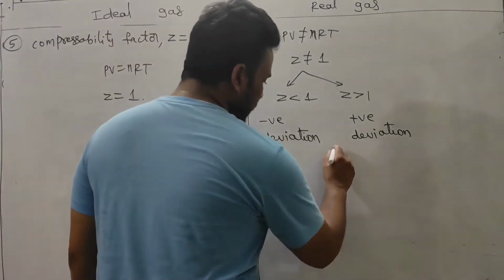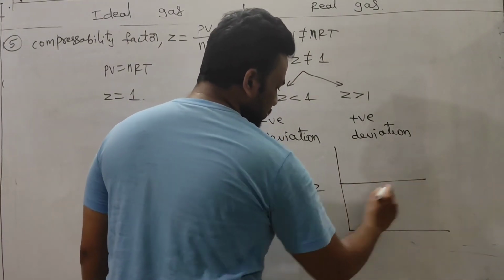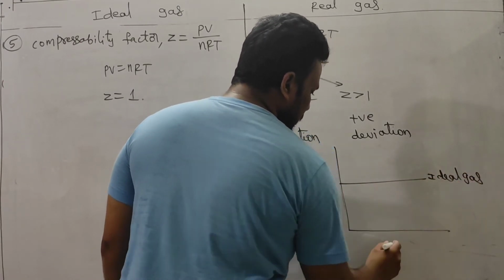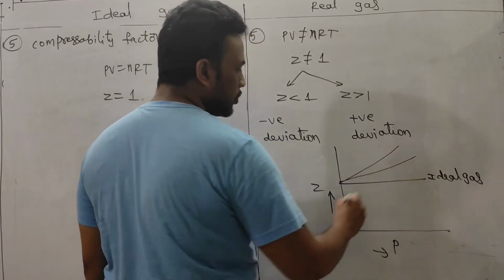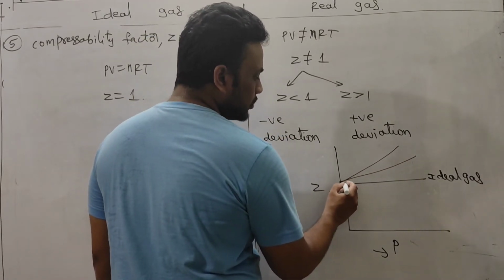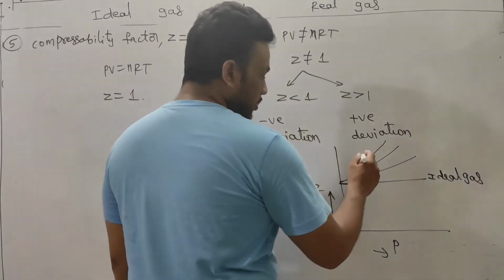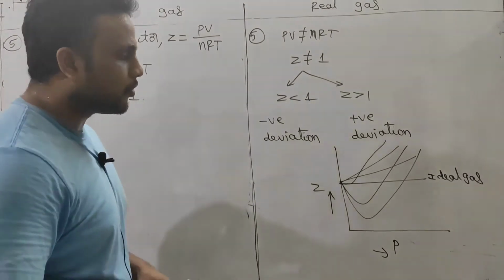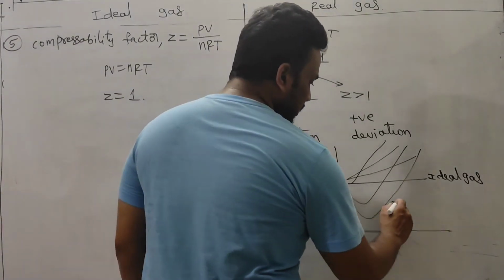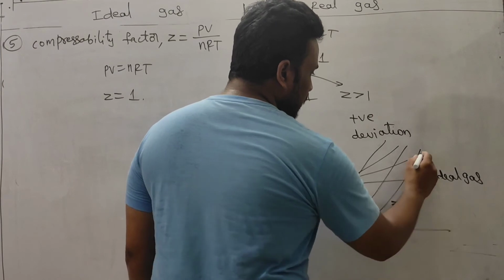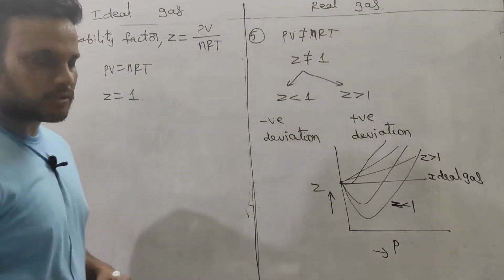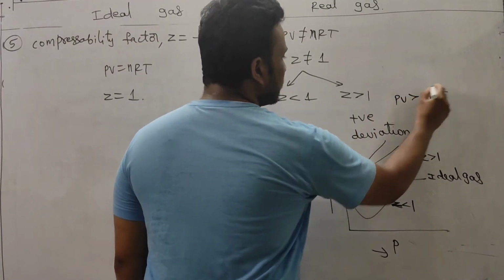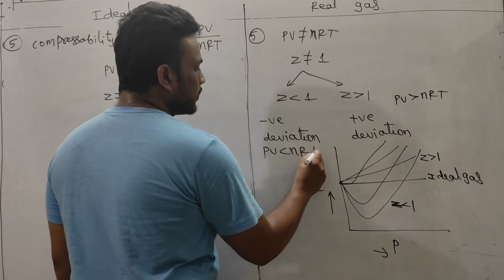Already in NCERT this is mentioned clearly about Z, the compressibility factor. For ideal gas, the Z value is 1. Some gases continuously show positive deviation. A gas like nitrogen initially shows ideal behavior, later it shows positive deviation. Some gases show negative deviation followed by positive. Negative deviation is when the Z value is less than 1, and positive when the Z value is greater than 1. Z greater than 1 means PV is greater than nRT. Here PV is less than nRT.